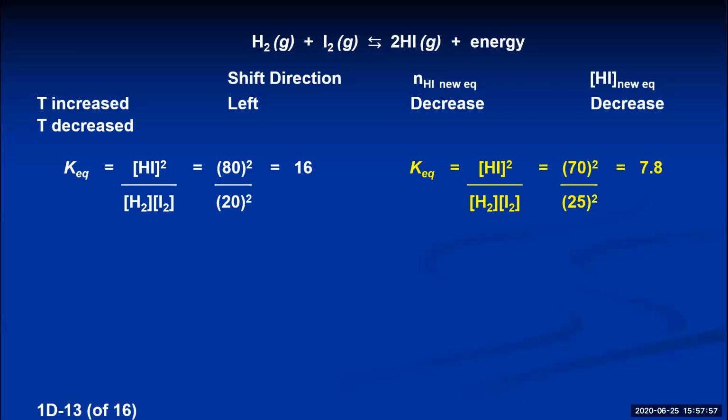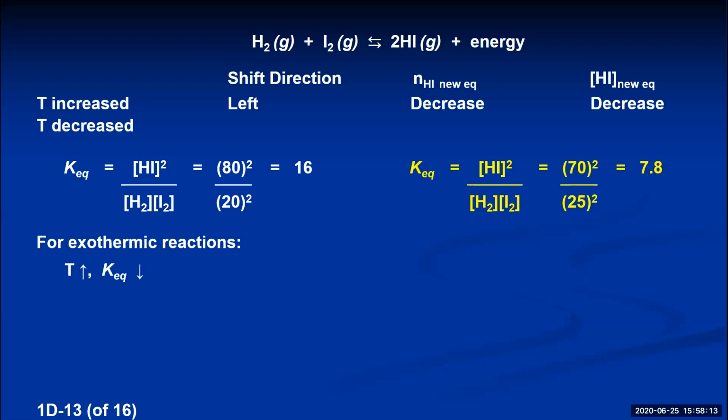The equilibrium constant becomes 7.8. It's become a smaller number. So as the temperature goes up, the equilibrium constant goes down. That's always true for exothermic reactions. An increase in temperature causes the equilibrium constant to go down.